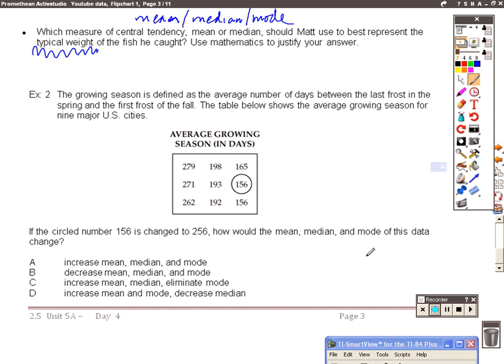Alright, this is video number 2 in Unit 5A, and this is a continuation of the data unit talking about measures of central tendency, mean, median, and mode. So you can just pick up where we left off in your packet.